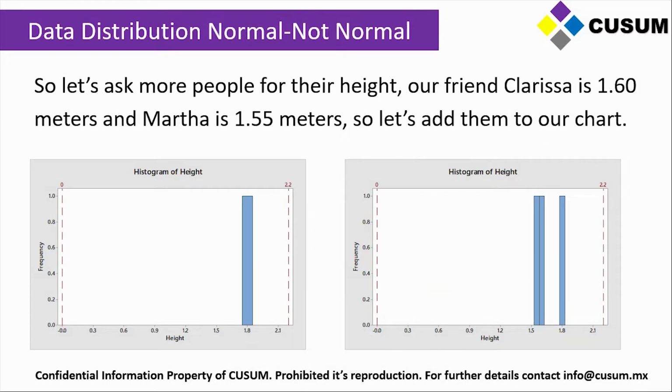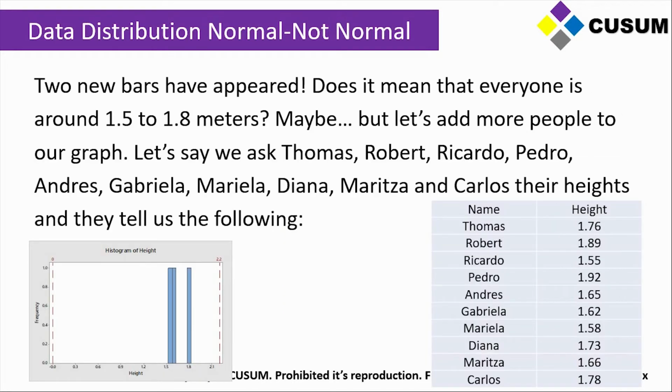But that's not true. If I go around and ask someone else, let's say Clarissa and Marta, Clarissa is 1.6 meters and Marta is 1.55 meters. So I add them to our chart. And as you can see, instead of one bar, I now have 3 bars. And well, it looks a little bit odd. The 3 bars are around 1.5 to 1.8, so maybe I can say that people are around that size.